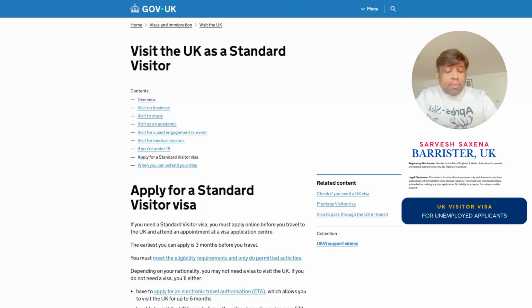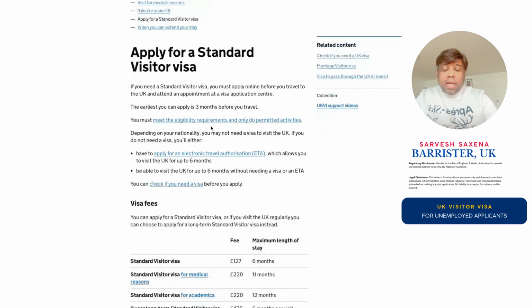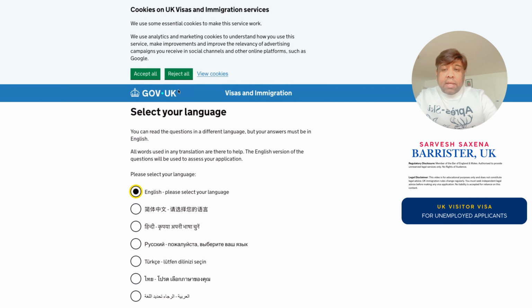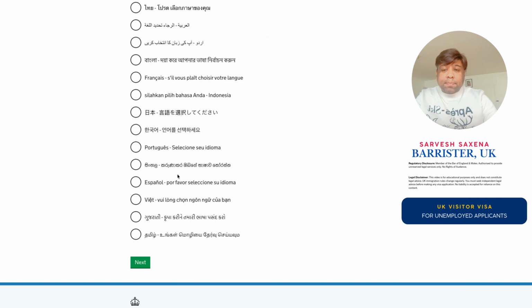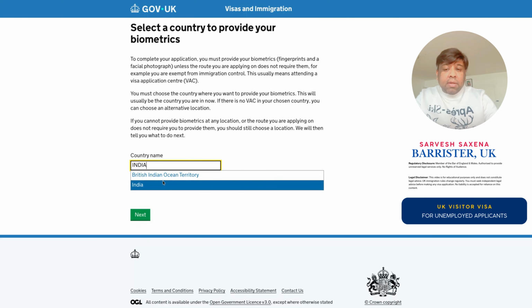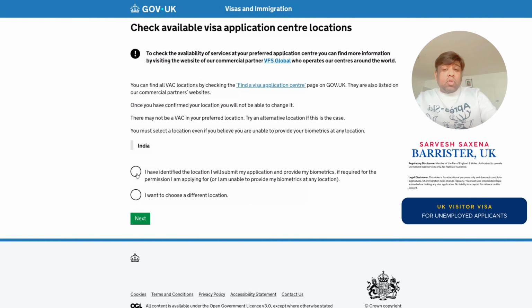Now, please come to the website called gov.uk and visit the UK as a standard visitor. Once you come here, we will scroll down and click here. We will apply for the 6 months visa, £127. Click here, apply. Select the language English, reject the cookies, click next, and say we are applying from India. And the profile of a person is that he's a YouTuber.